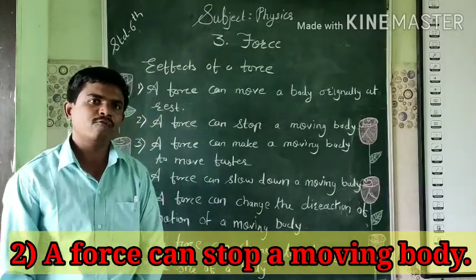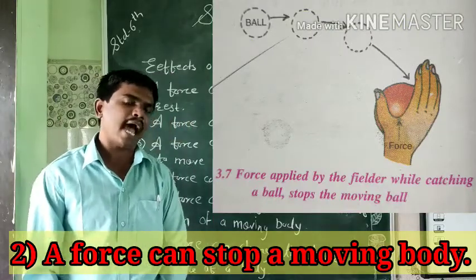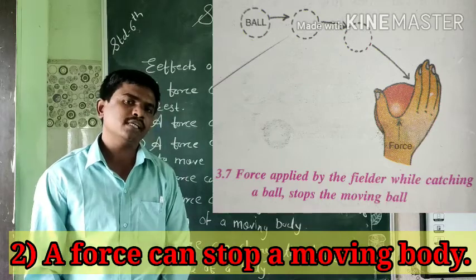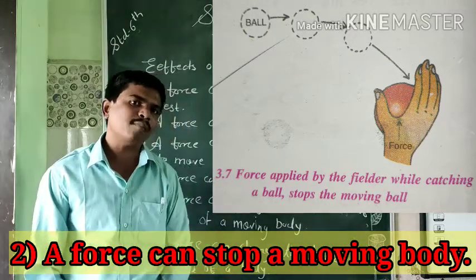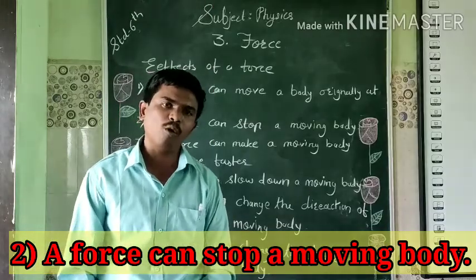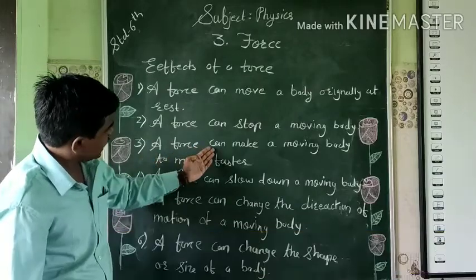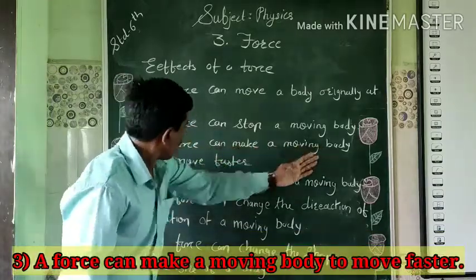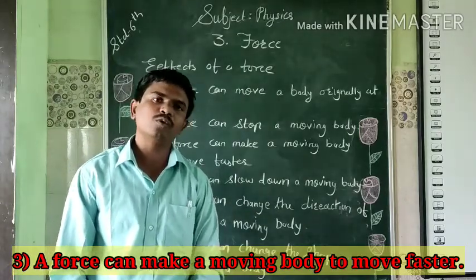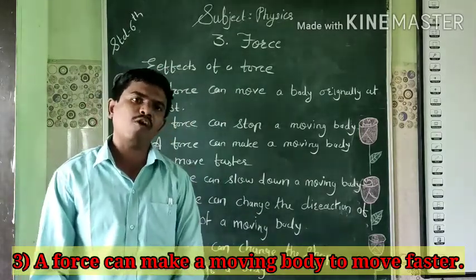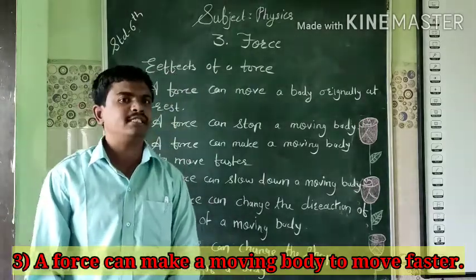More example, while playing cricket, a fielder catches a ball with hands. So here he is applying a stopping force in just the opposite direction to the motion of the ball. Let's see the third. A force can make a moving body move faster. When we apply a force in the direction of the motion of the body, its speed increases.